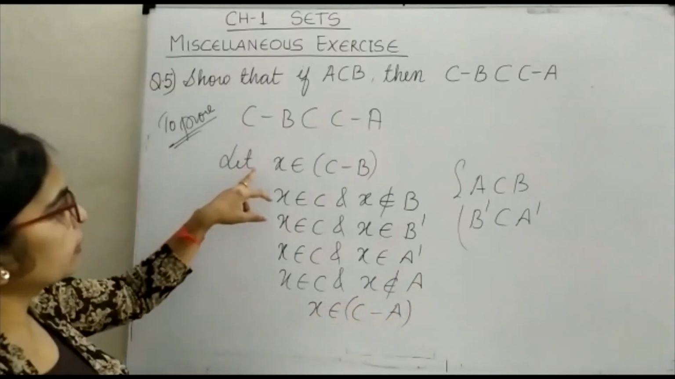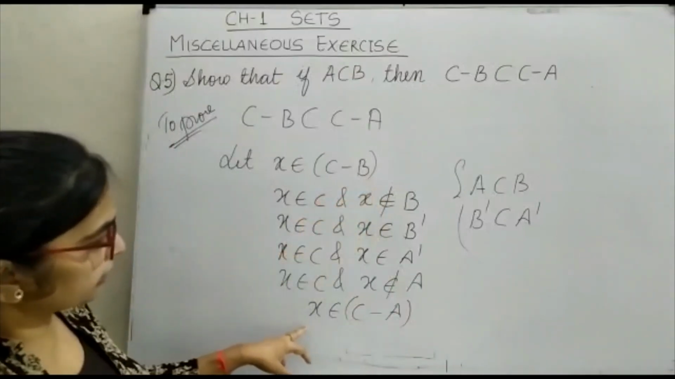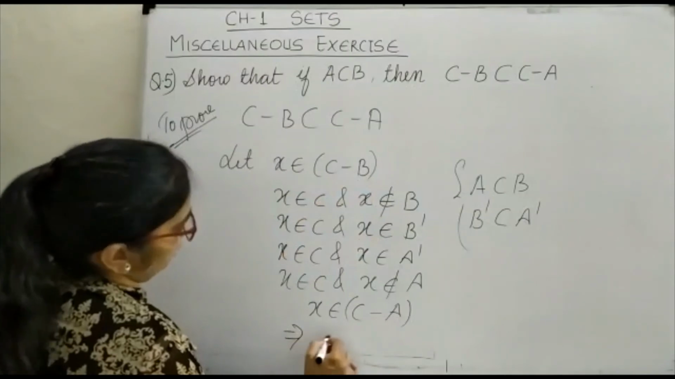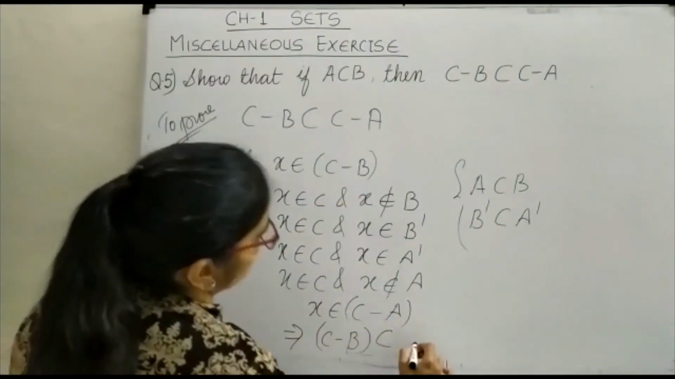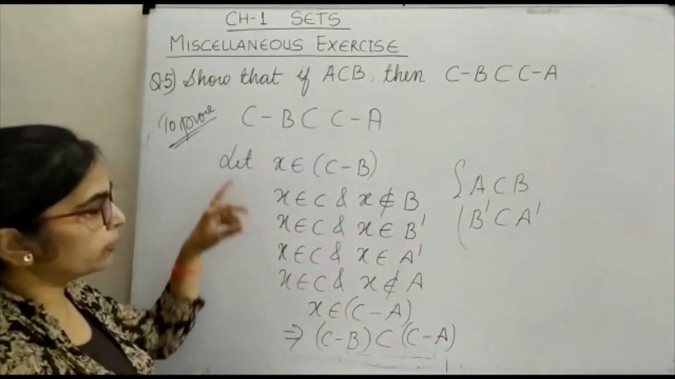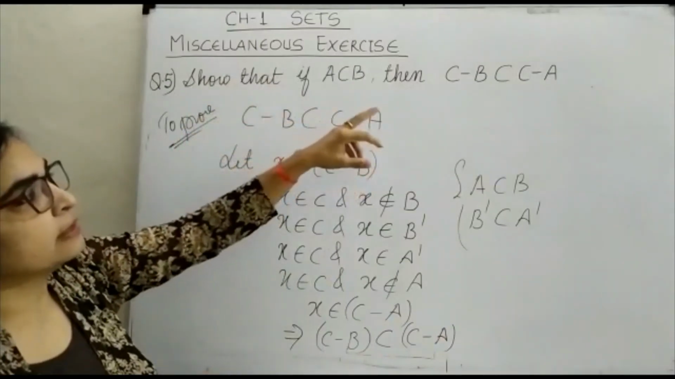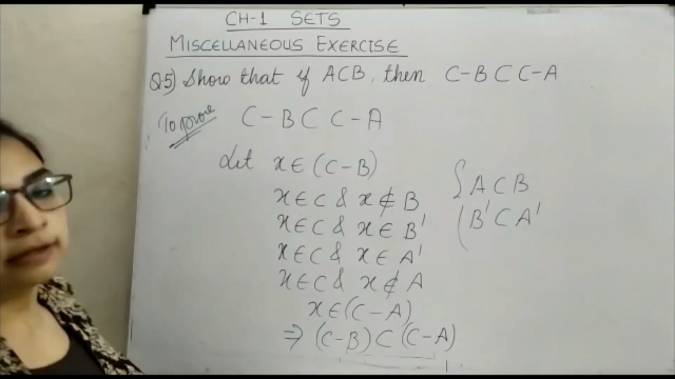So you have seen that we have taken the arbitrary element x belonging to C minus B, and again this x belongs to C minus A. This implies that C minus B is a subset of C minus A. So this is how we have shown that if A is a subset of B, then C minus B is a subset of C minus A. Thank you.